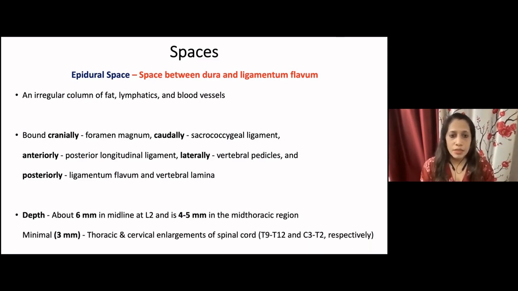If you see the depth at the midline at L2, it may be around 6 millimeters. These are all arbitrary values. 4 to 5 millimeters in the mid-thoracic region. It is the least in the areas where there are thoracic and cervical enlargement of the spinal cord, that is T9 to T12 and C3 to T2 respectively.